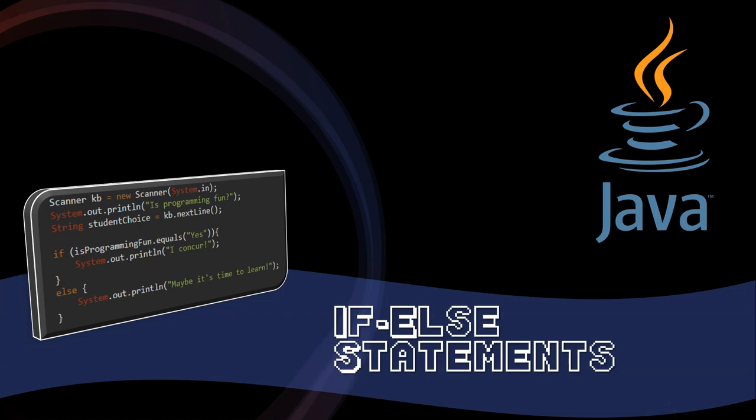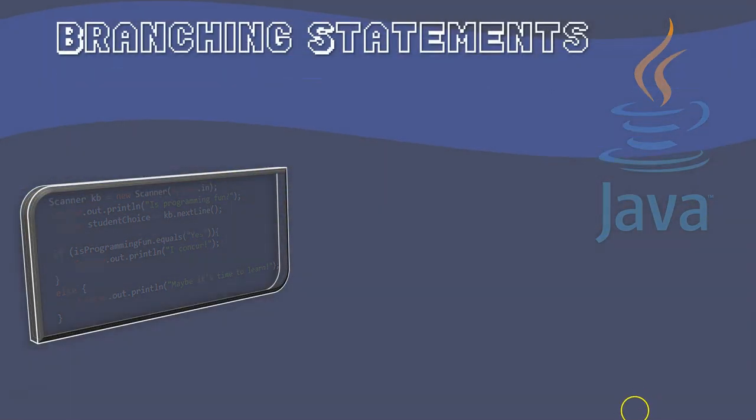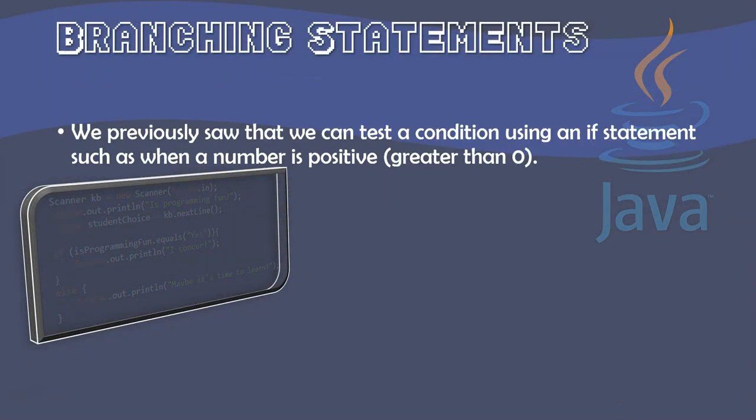And welcome back. We are going to go ahead and build on what we established last time, which was the if statement, by expanding it into what is known as an if-else statement. Now, when we previously discussed our branching statements, we had said that we can test a condition using an if statement. For example, if we want to say when a number is positive, such as greater than 0, we can say if num is greater than 0.